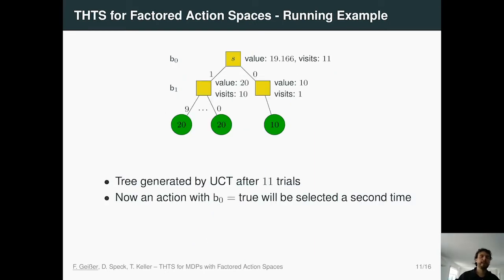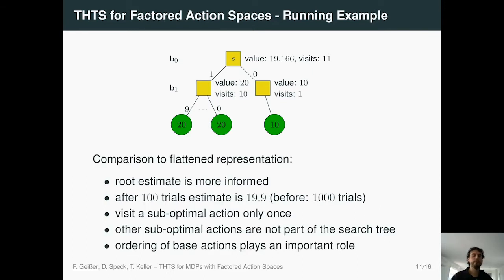Again, we look at the UCT algorithm, and this time the UCT algorithm is able to select an action where B0 is equal to 2 a second time after already 11 trials. So this is the tree after 11 trials. We see here we have already a quite good value estimate of 19.166 after 11 trials. That is the first observation: the root estimate is more informed. And now if we would perform additional trials, we would already have an estimate of 19.9 after 100 trials, whereas before we required 1000 trials to reach this estimate of 19.9.